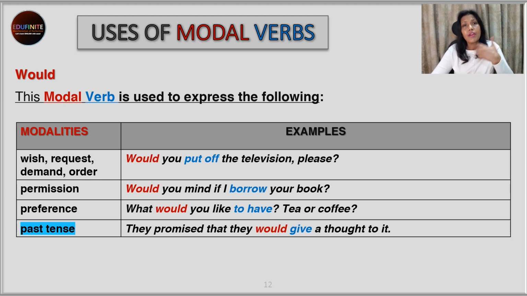Next, when we refer to something in the past, so they promised that they would give a thought to it. So maybe I've given them some project and I want to know what they're thinking about it. So maybe right at the moment it's not possible for them to take any decision, and so they have promised me that they'll go through it and then give a thought to it.